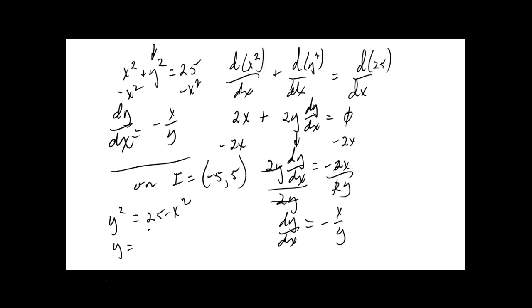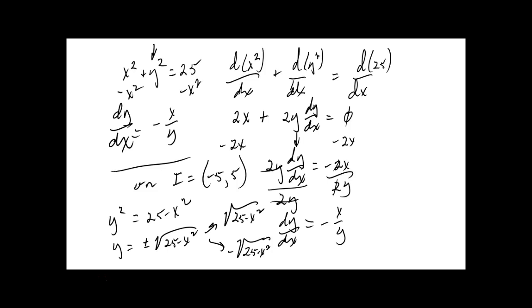Plus and minus. It would be plus and minus the square root of 25 minus x squared. In other words, you have two solutions: the square root of 25 minus x squared and minus the square root of 25 minus x squared. And as I said in the beginning, this is not a function. So it's not really too surprising that when you break this down, you get two things.